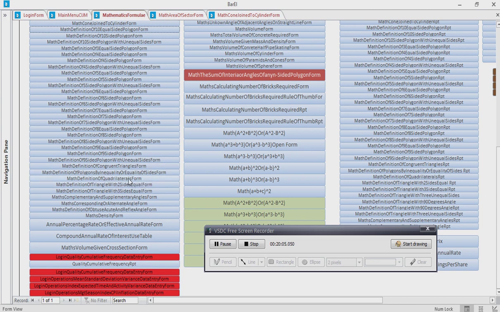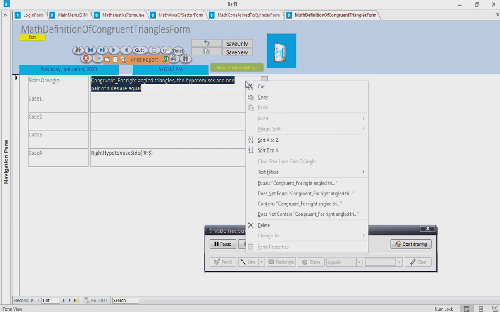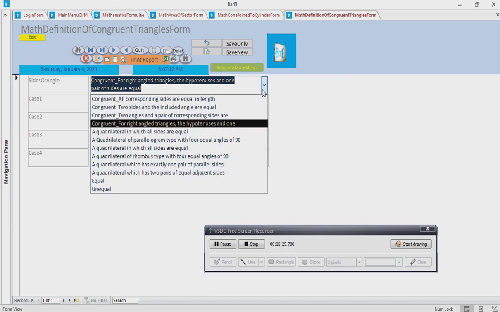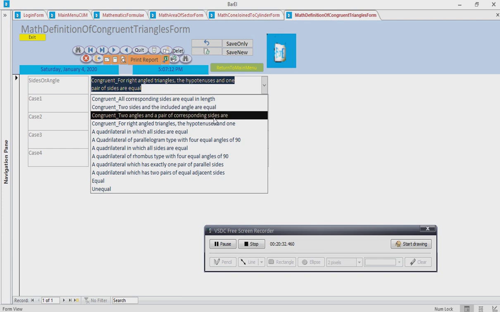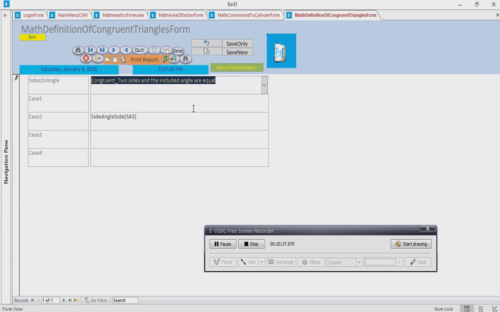Let us see the definition of a quadrilateral. Let us say the definition of congruent triangles. Two sides and the included angle are equal. Side angle side.